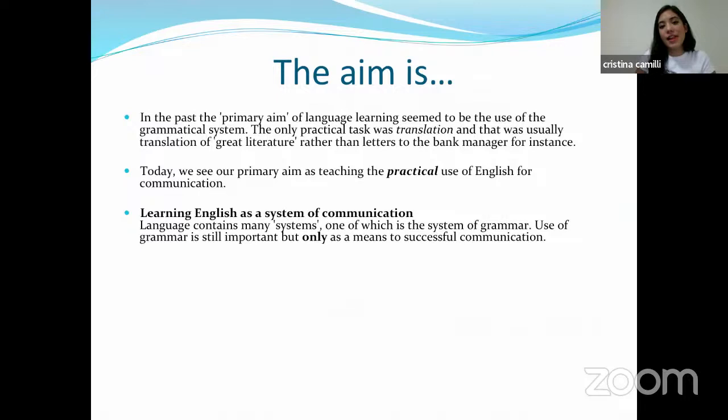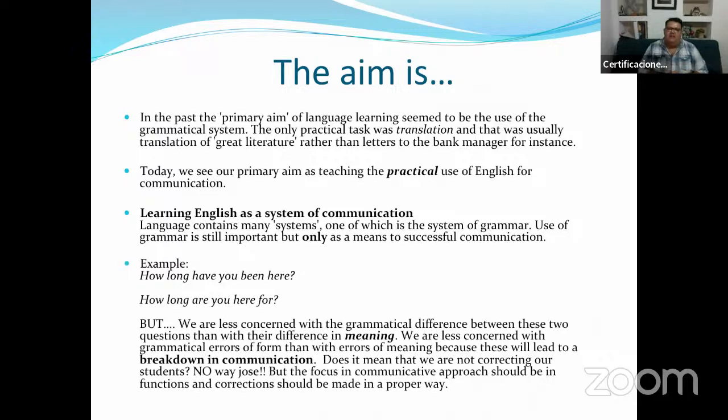But your aim, Mrs., is to have your students talk in English. Yeah, all right, that's your aim. I give you this example. How long have you been here and how long are you here for? Which one is the best? Or excuse me, which one is correct?